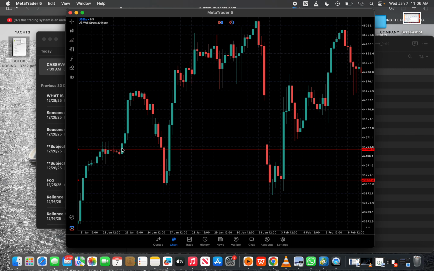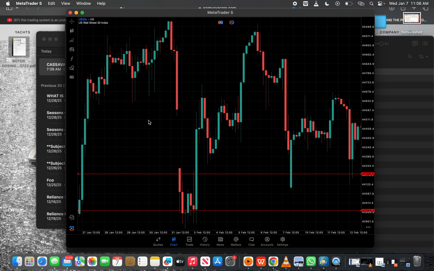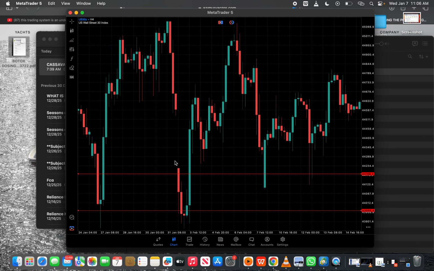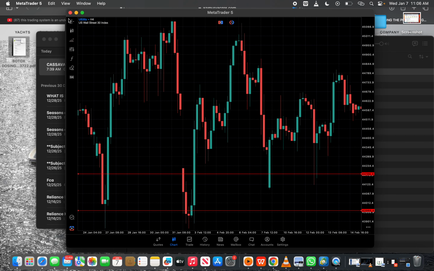So this was a potential setup. Price came, retested the level and gave us a run for money, which would have been a good 1:5 or 1:6. Let's look for another setup again on 4 hours. Good, so this is another setup.